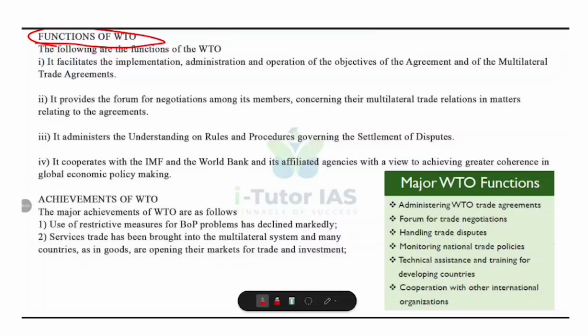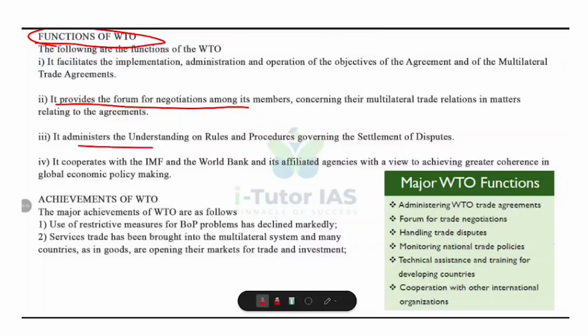And the second function is that it provides the forum for negotiation among its members. That is, the WTO acts as a platform where member countries meet regularly to negotiate trade issues and make new agreements. This promotes continuous dialogue and cooperation among nations to remove trade barriers. For example, new trade topics like e-commerce or digital trade can be discussed and negotiated here.